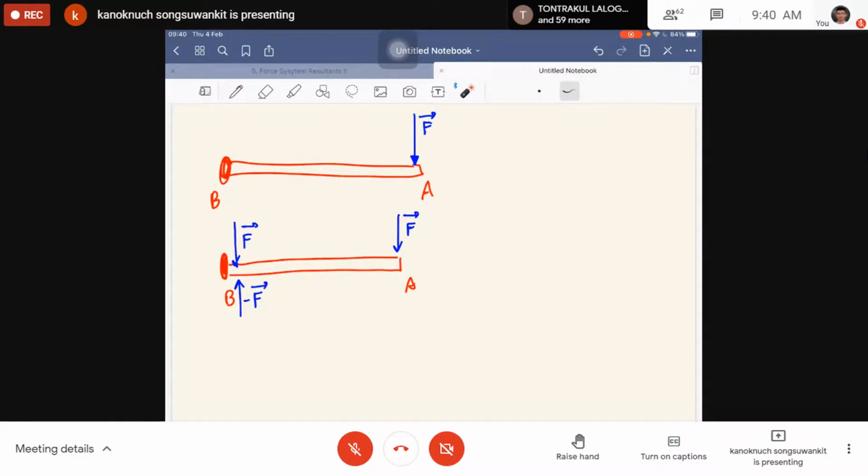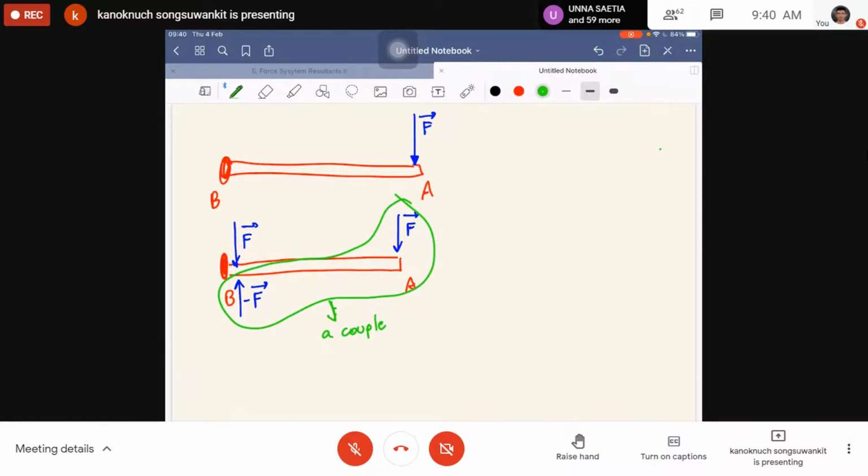Now what happened? This pair of forces, F and minus F, you can see that these two forces are a couple. And a couple force will produce a couple moment.